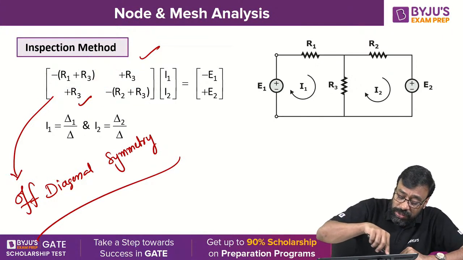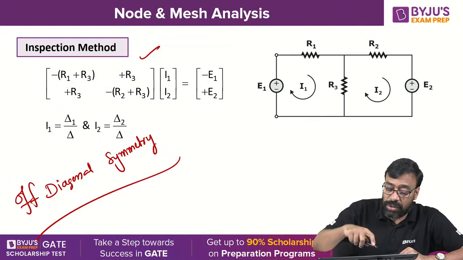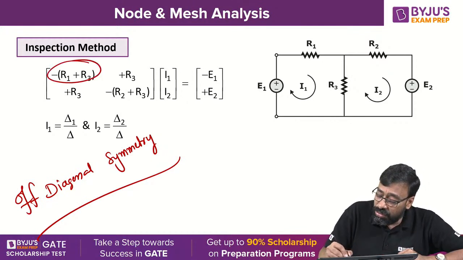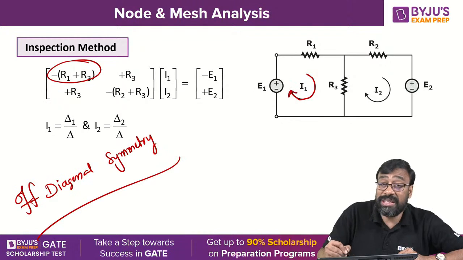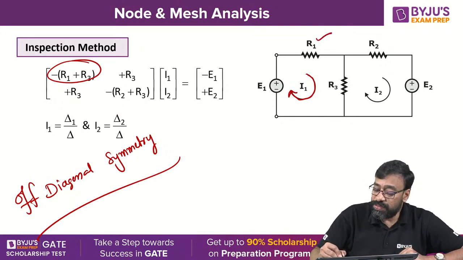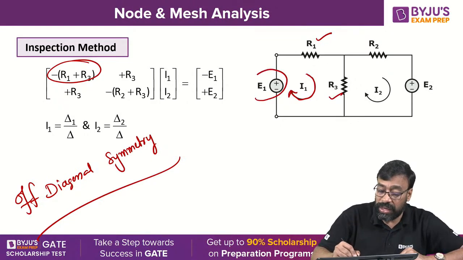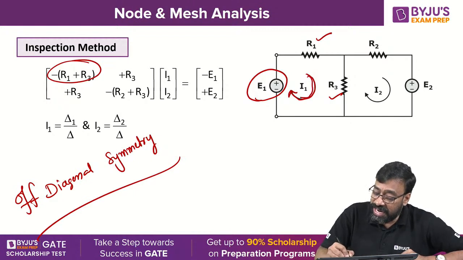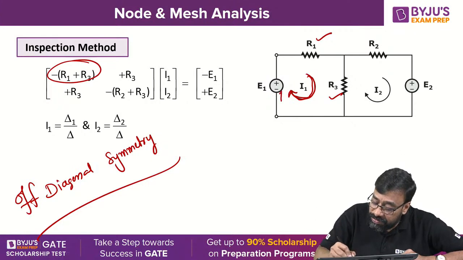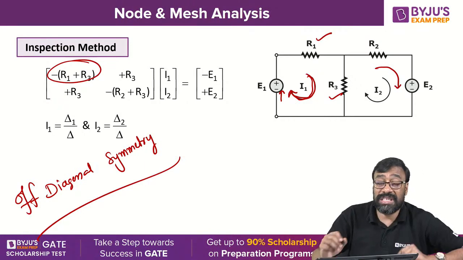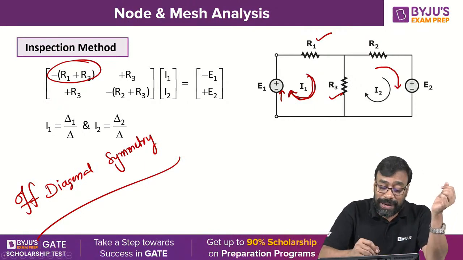So now let us try to understand. How do you write those equations? How do you write the matrix form here? First, the 1-1 element. You just see which elements this I1 is passing through, particularly passive elements. It is passing through R1. It is passing through R2. Of course, it is passing through E1. Yes or no? Okay. When it is passing through E1, it is touching negative polarity first. Yes or no? It is touching what? Negative polarity first. Whereas here, I2 is touching what? Positive polarity first. These are the important observations while applying the inspection method.